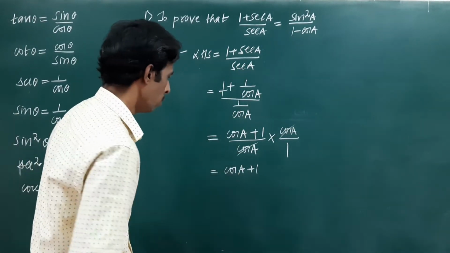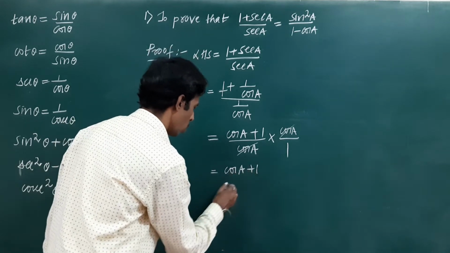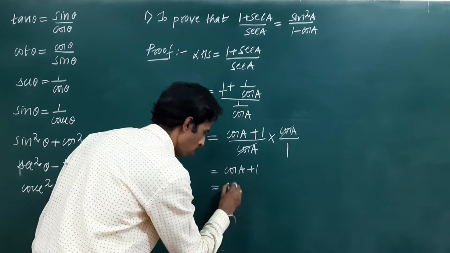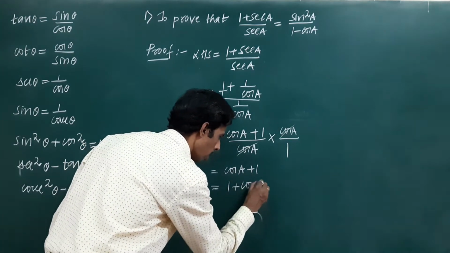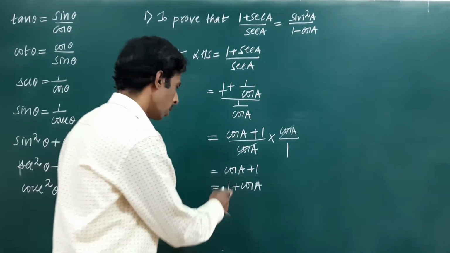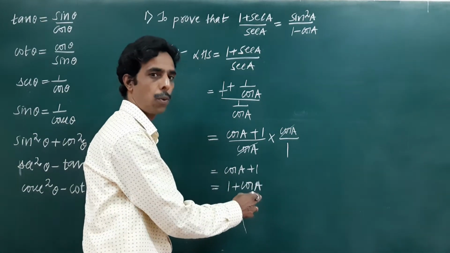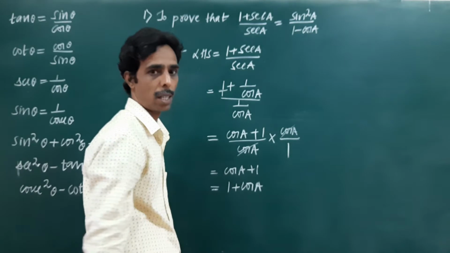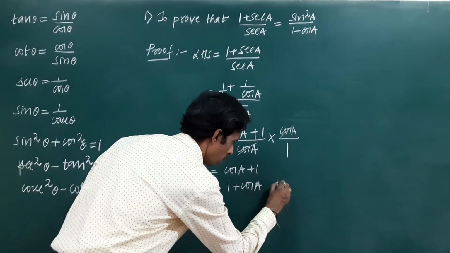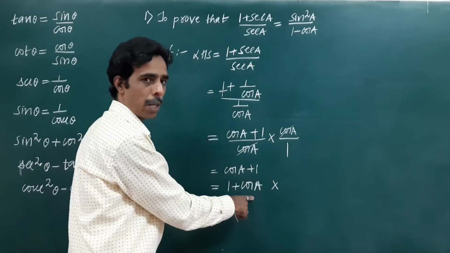Okay, now this 1 plus cos A can be written as what? Cos A plus 1 can be written as 1 plus cos A. Okay. Next, you do one thing. Rationalize this full term so that we can get the result of this. Okay. This is equal to rationalize the term. Rationalize in the sense 1 plus cos A.